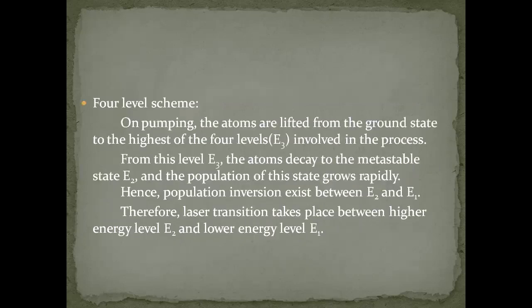For that, go for the next scheme, the 4-level scheme, in which four energy levels will be there: E0, E1, E2, E3, where E0 is the ground state and E3 is a normal energy state. E2 is a metastable state. Again, E1 is a normal energy state. One energy state has been introduced in between the ground state and the metastable state.